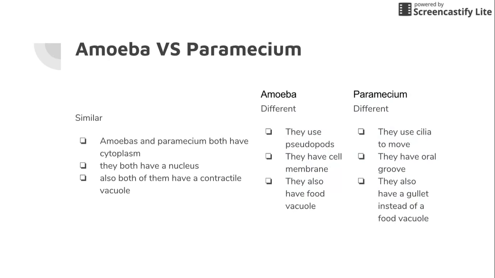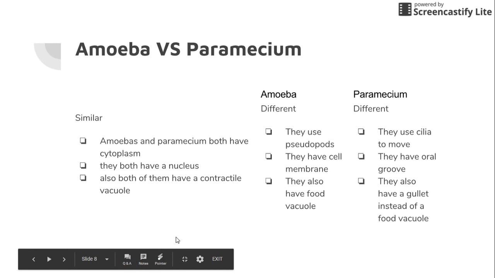Amoebas versus paramecium. Similarities. Amoebas and paramecia both have cytoplasm. They both have a nucleus, and also both of them have a contractile vacuole. The differences. An amoeba uses pseudopods to move. They have a cell membrane. They also have a food vacuole.